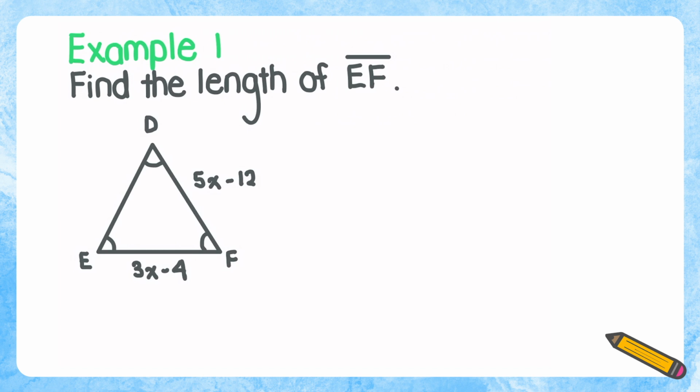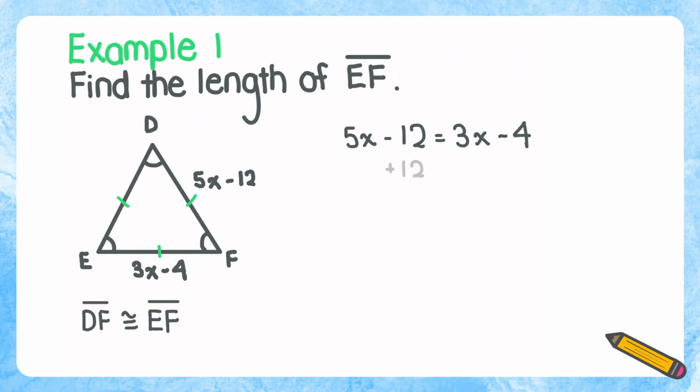Notice here we have an equiangular triangle because the 3 angles are marked as congruent. That means the triangle is equilateral as well, so the 3 sides are congruent, which means that side DF is congruent to side EF. The 2 sides have the same lengths, so we can set up an equation to first solve for x. So we have 5x minus 12 equals 3x minus 4.